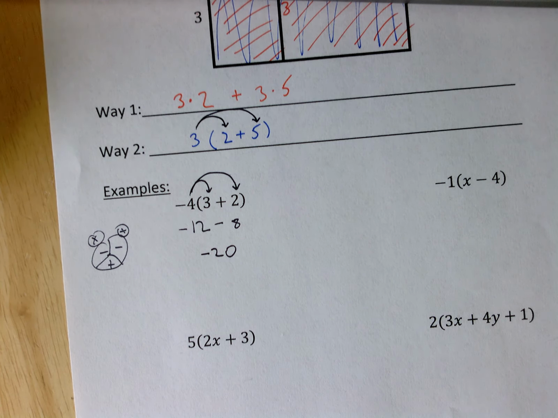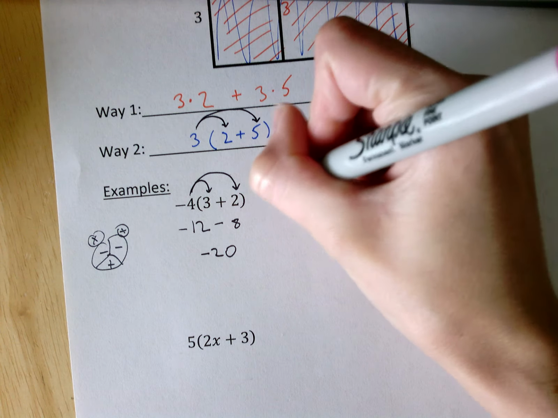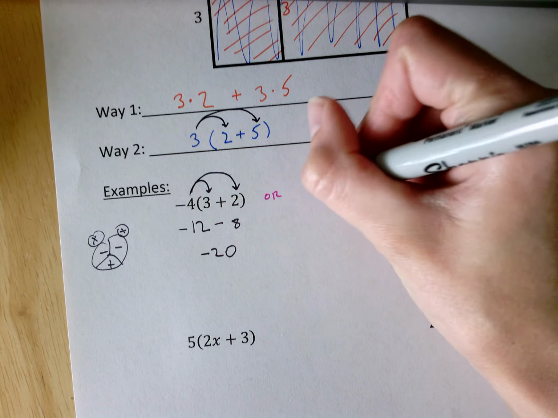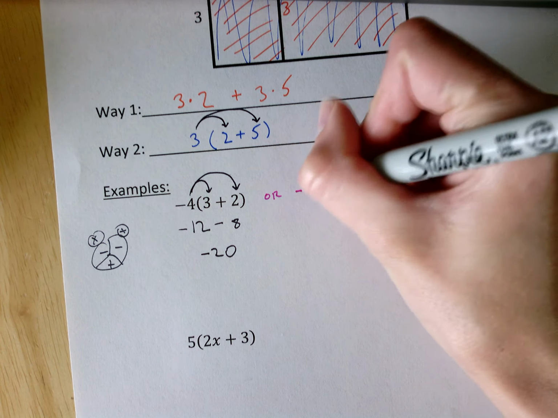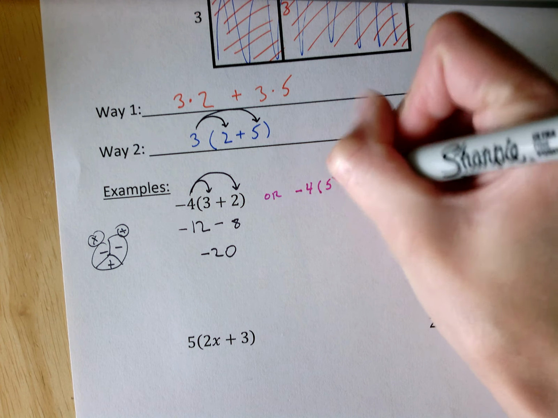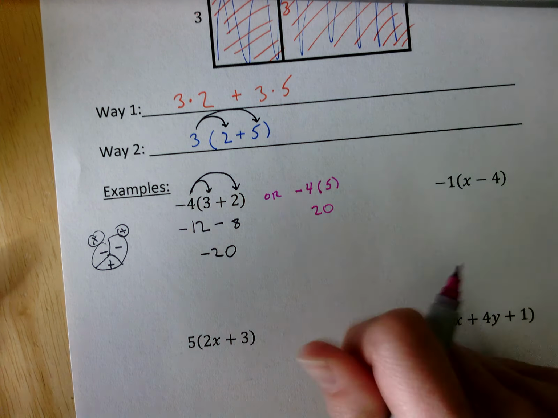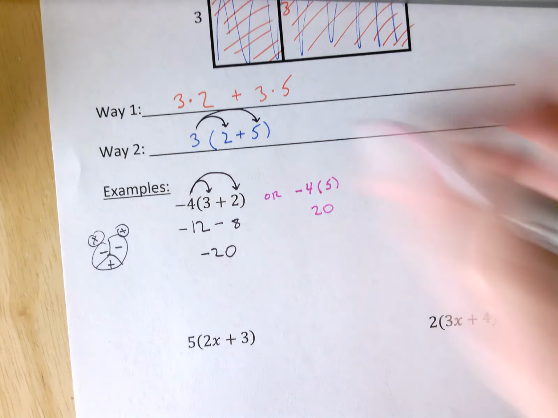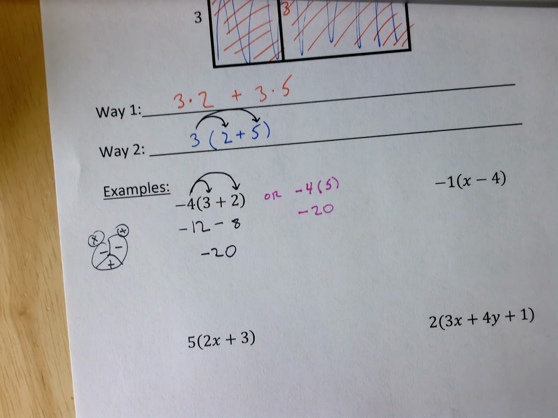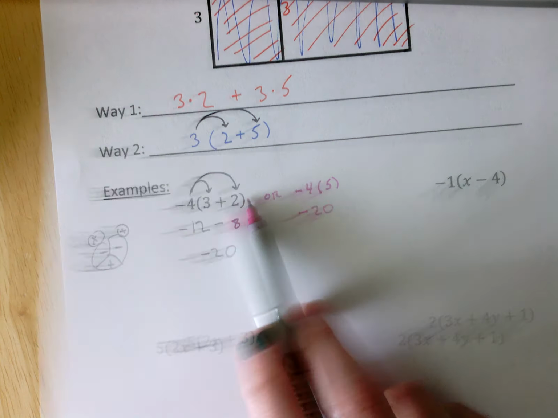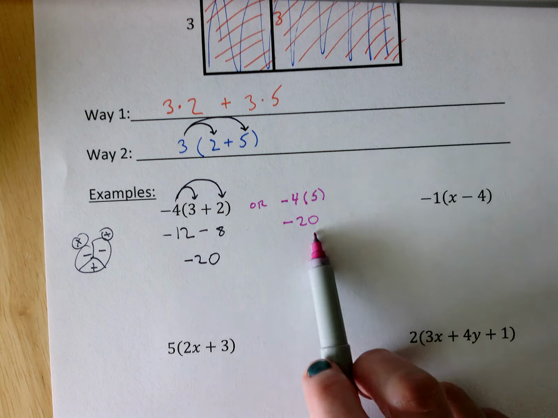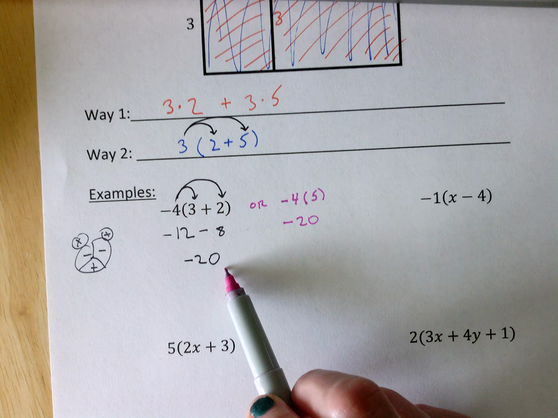Now you might be thinking to yourself, Miss King, why did we do that? Why didn't we just add the 3 and the 2 together? For this problem, we totally could have. You're right. The other thing that we could have done for this problem is add together the 3 and the 2, and then this will become -4 times 5. And what's -4 times 5? Well, 4 times 5 is 20, and a negative times a positive is a negative. So we get to the same answer either way.